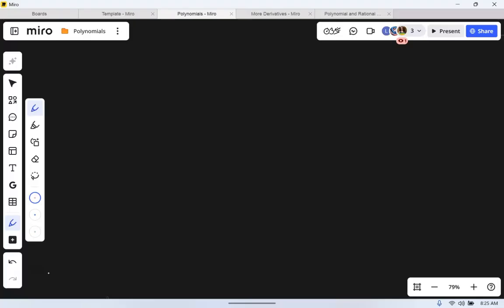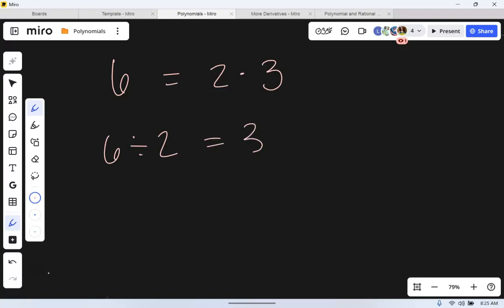If I asked you to factor 6 into its prime factors, what would you tell me? 2 times 3. So if I said 6 divided by 2, I divide by a factor, I get a factor, right? So essentially dividing is another way of factoring. Okay, and we'll get to all that probably tomorrow, maybe even the next day. But just to let you know.